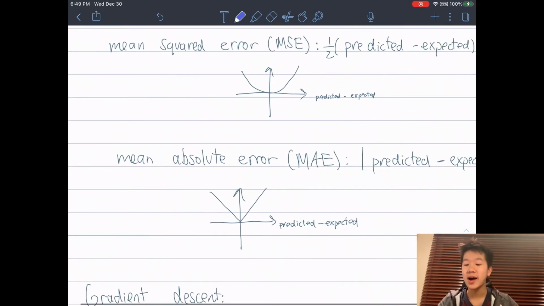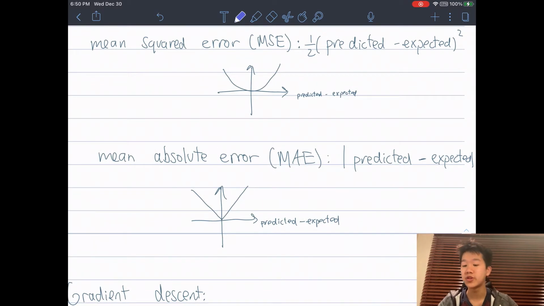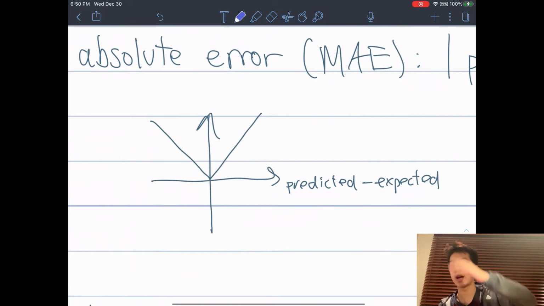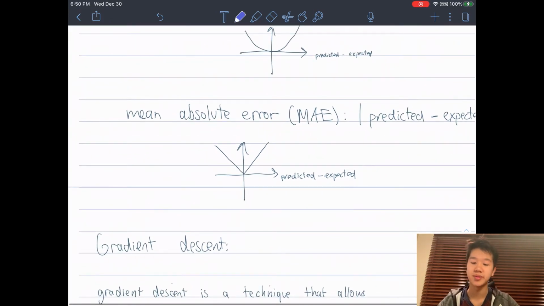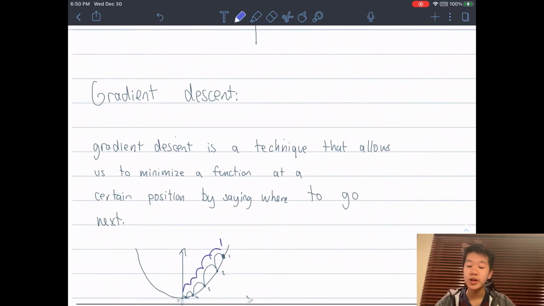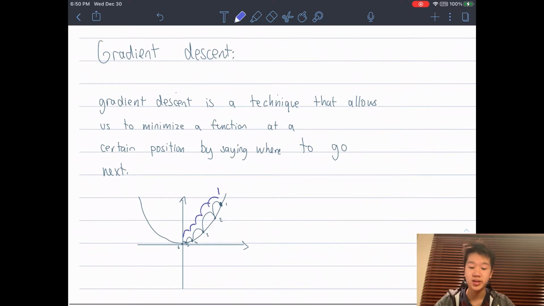And for the mean absolute error, for example, I have just the absolute value of predicted minus expected. So basically, if predicted minus expected is high, it increases the error, the cost I mean, linearly.